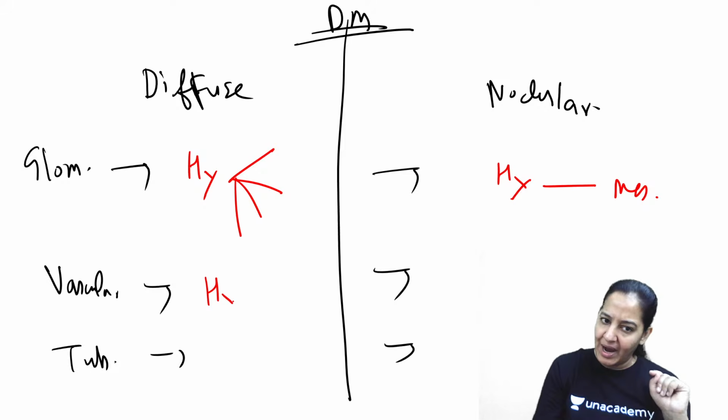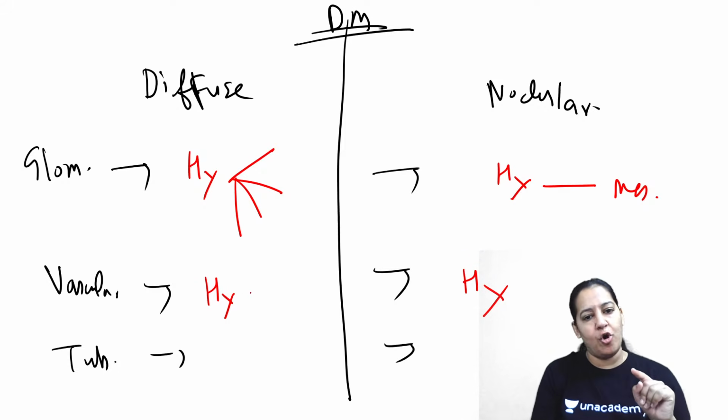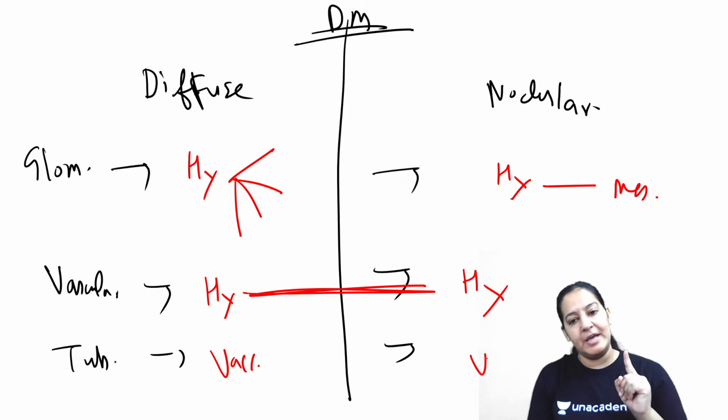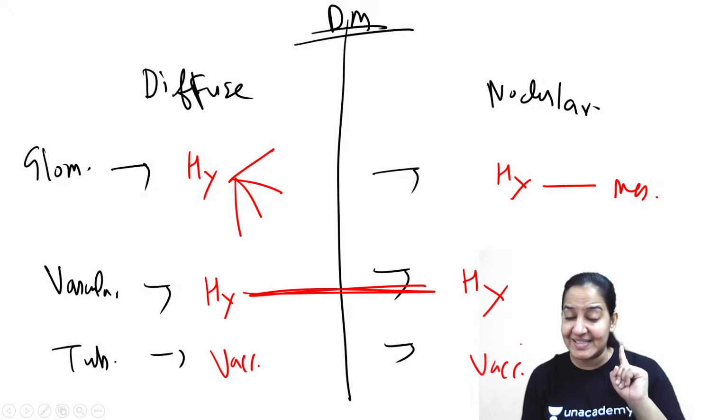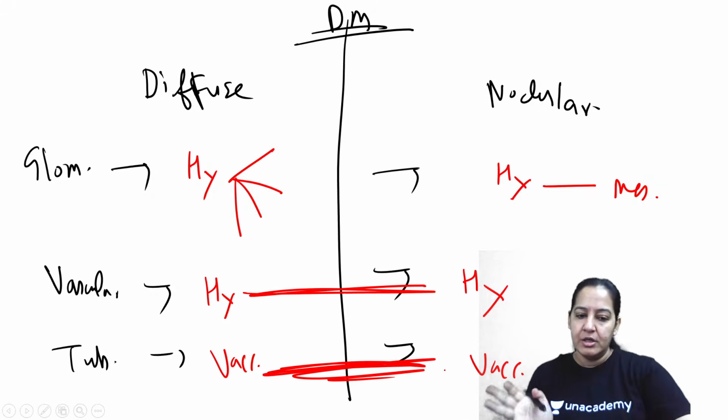Vascular changes: here also hyaline is deposited, here also hyaline is deposited, that is hyaline arteriosclerosis, a common change in both of them. In the tubules, vacuoles are present in the cytoplasm, here also vacuoles are present in the cytoplasm because of extensive glycogen, and this change is known as Armanni-Ebstein lesion, right? So this is the summary.